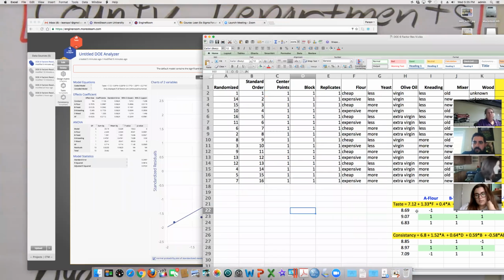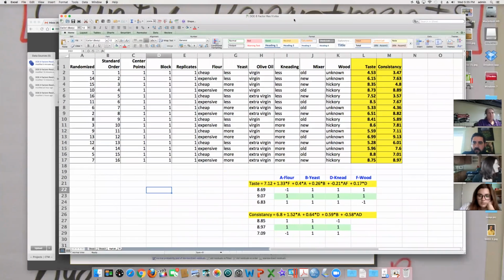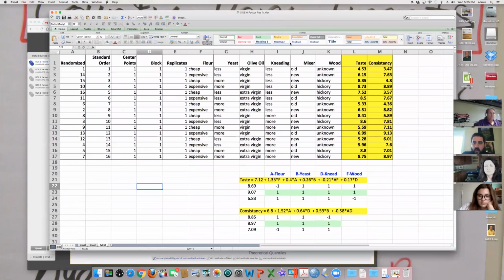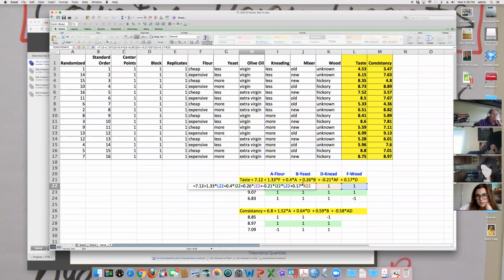We've got the rest of the model. What I've done on my spreadsheet is I've put that model here across, and I've actually entered that in spreadsheet form so I can plug in numbers and check it. So this model says taste equals these variables. Then I've got the variables up above so I can keep track of it.